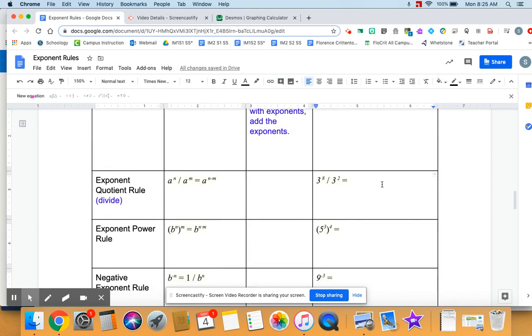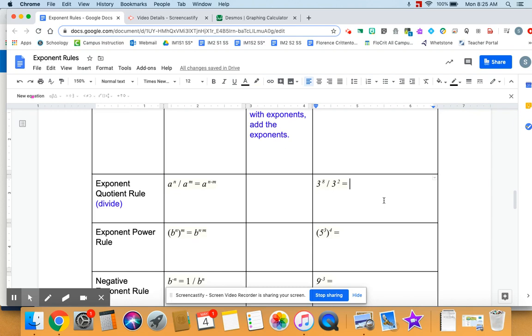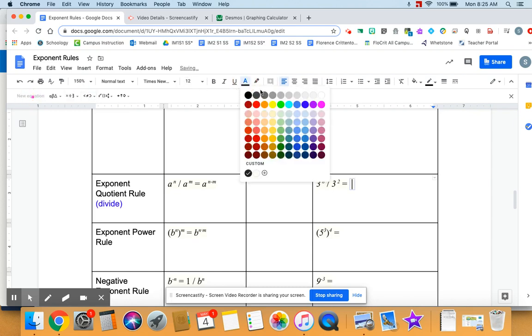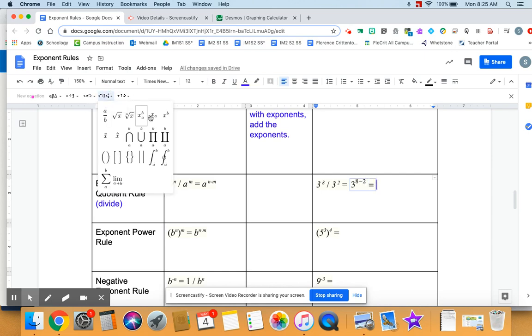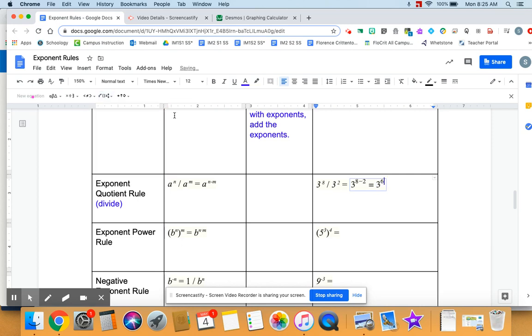So if I come here, 3 to the power of 8 divided by 3 to the power of 2. If I do a new equation, if I'm just using the rule, it becomes 3 to the power of 8 minus 2, which ends up being 3 to the power of 6 because 8 minus 2 is 6. And because I didn't turn it blue first, it's not going to be blue now. Haha, okay.